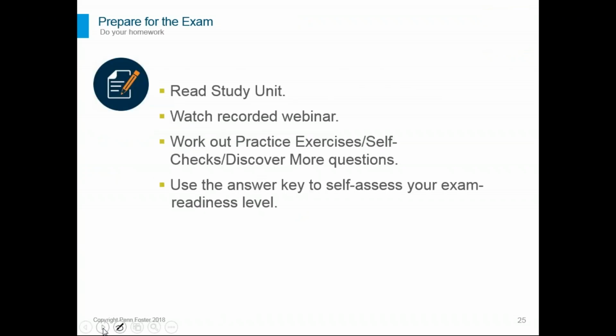Now, how to study for the exam? Of course, you need to read the unit. You want to do the practice questions. The answer keys are provided for those questions for a purpose. So you need to learn from those answer keys and then either reach out for help or maybe redo the question until you get the right answer. You can watch that webinar again whenever you receive the recording.